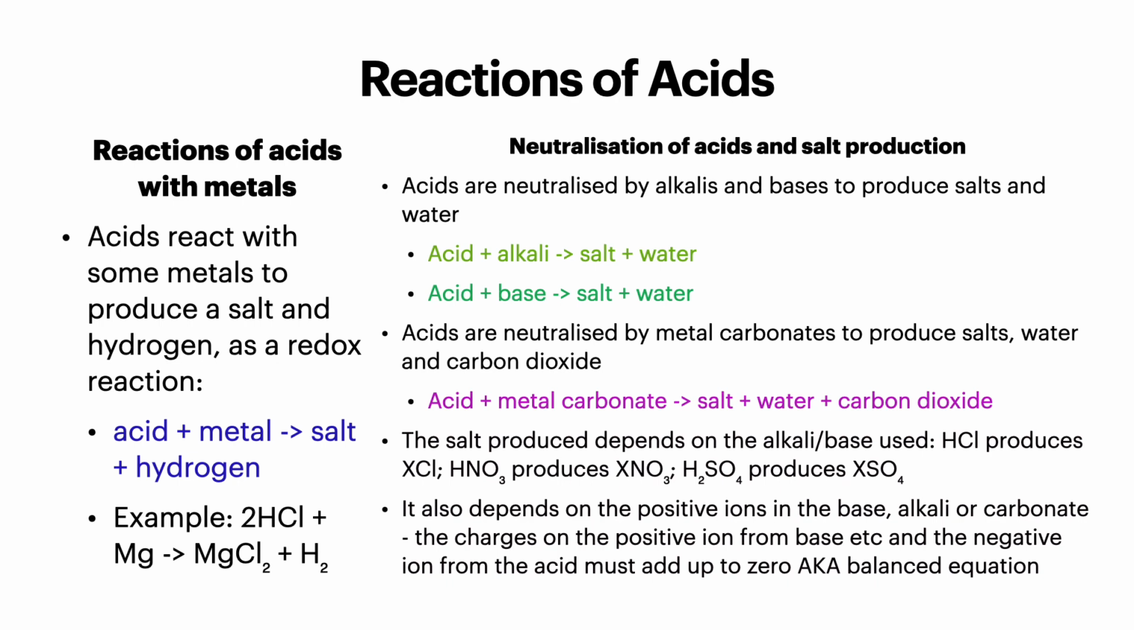Then looking at reactions of acids with metals. Acids react with some metals to produce a salt and hydrogen as a redox reaction. So this is acid plus metal going to form salt and hydrogen, with an example below of hydrochloric acid and magnesium. It's really, really important you remember these general equations so you know what you're doing, what you're writing, and what's being formed. And then you've got the neutralization of acids and salt production.